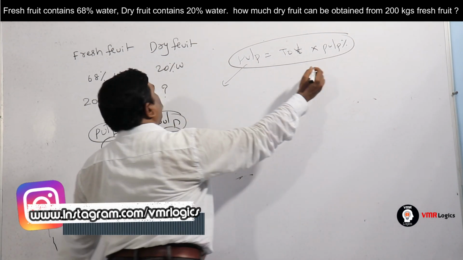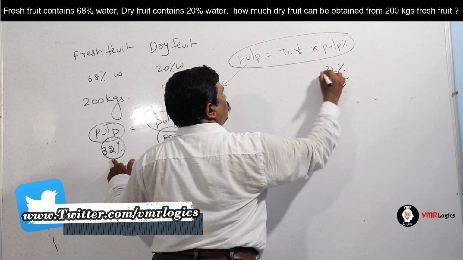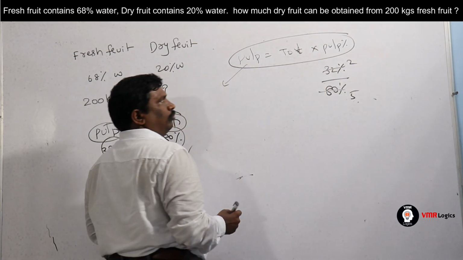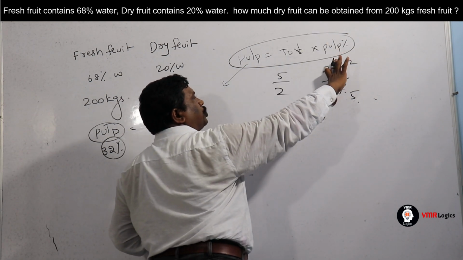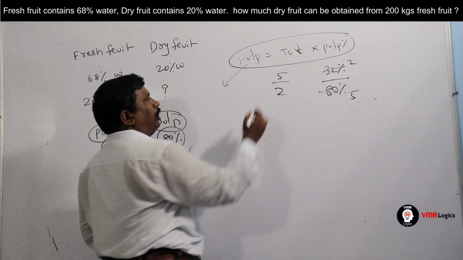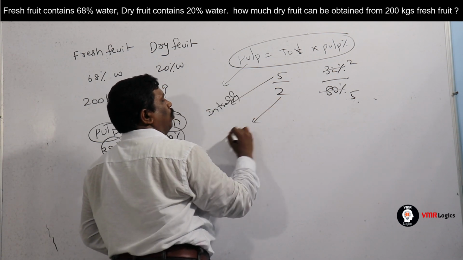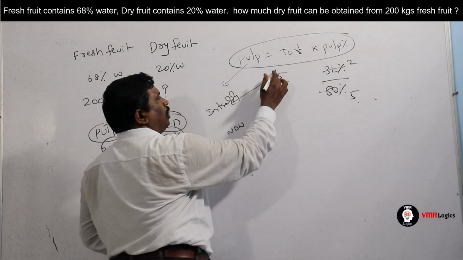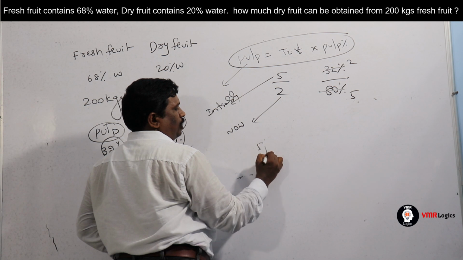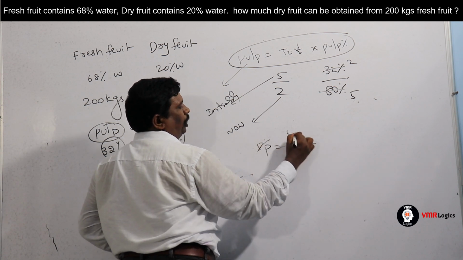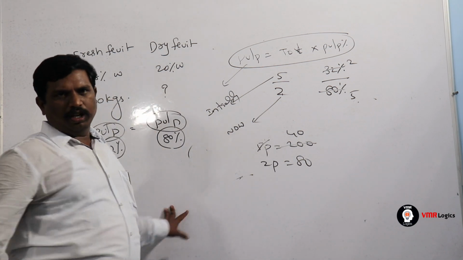So, pulp percentage initially 32%, now pulp percentage 80%, 16 table 2 and 5. When pulp is in 2 by 5 ratio, total quantity becomes 5 by 2 ratio. Q ratio and P ratio are inversely proportional. The meaning of this: initially total quantity is 5 parts, now only 2 parts. Initially fresh fruit was given to you, now you are giving dry fruit. 5 parts is 200 kgs, 1 part is 40, so 2 parts are 80 kgs, that is dry fruit. Over. A simple concept.